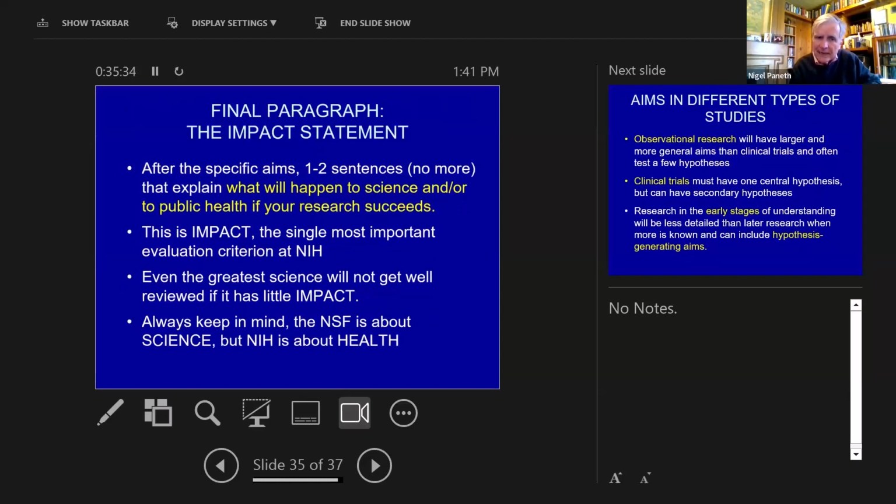Next. And the final paragraph is the impact statement. In a couple of sentences, explain what will happen to science or to public health if your research succeeds. If we manage to do this, we could reduce the frequency of premature birth by, or something like that. This is impact. And the best science in the world will not get funded if it has little impact. The NSF is about science, but NIH ultimately is about health.